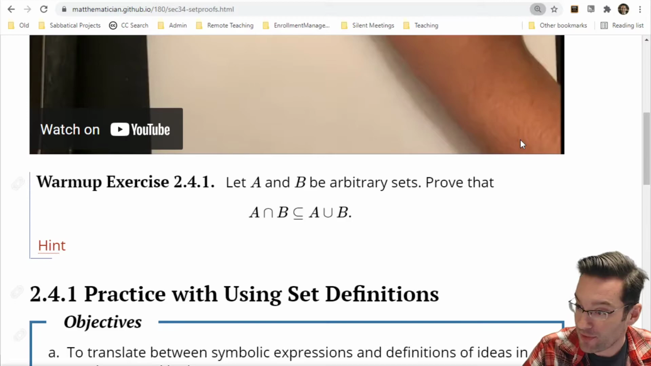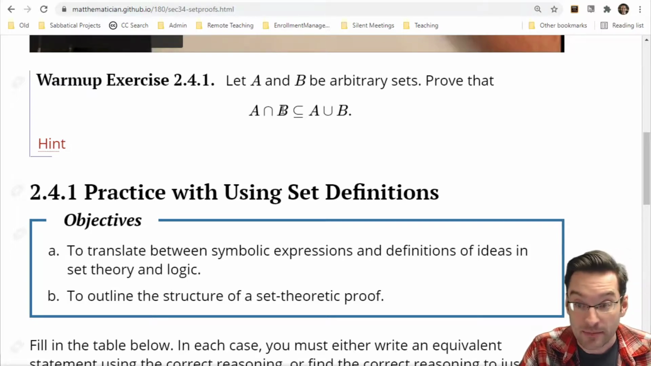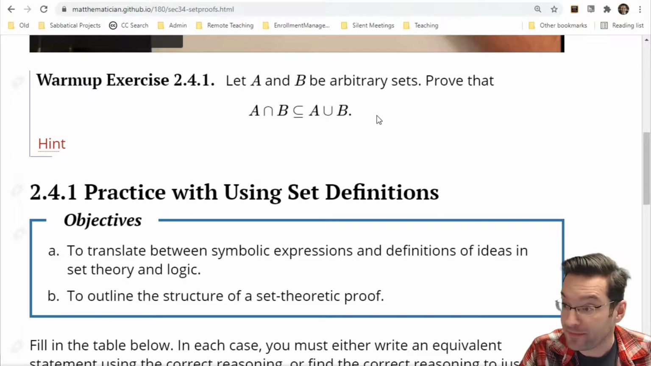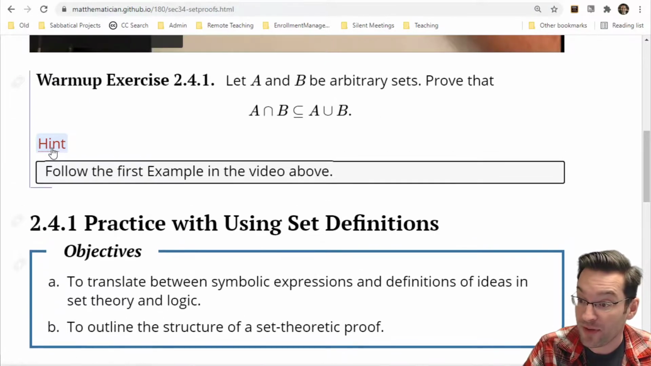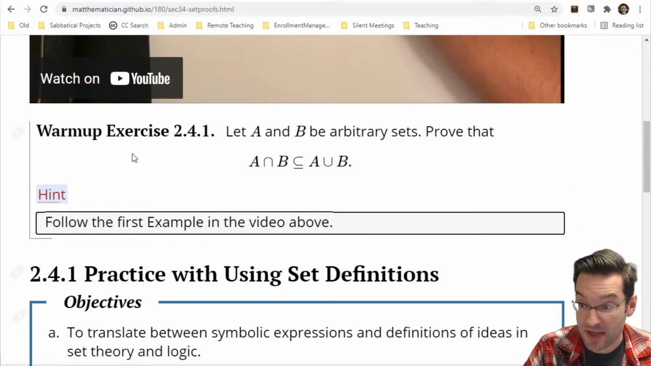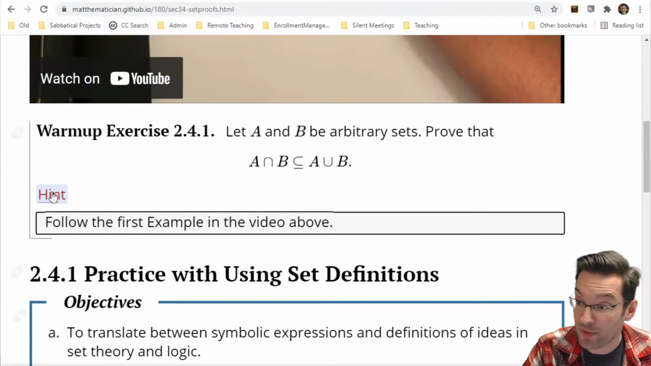And it looks like this. Let A and B be two arbitrary sets. We want to prove that the intersection of A with B is a subset of the union of A with B. So that's the statement that we're trying to prove for today. And the hint is that in the video for today, Dr. Stahl had put together some examples, and the kind of argument that we need to make here follows those examples very closely.